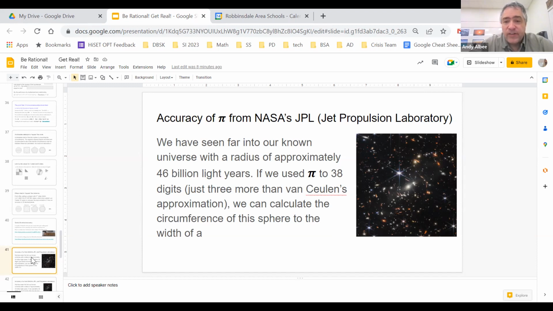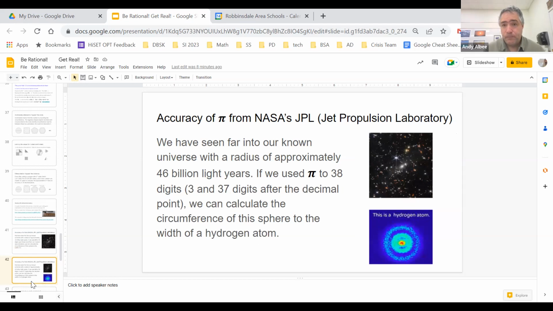But if we think about our known universe, this is a picture from the James Webb Telescope looking at galaxies far, far away. We've estimated the size of the known universe. That doesn't necessarily mean that it's not bigger than this. This is all we know, about 46 billion light years. If we take a diameter of 46 billion light years and calculate the circumference of that known universe using pi with 38 digits, that's only 3 more than Van Ceulen's approximation, right? We can calculate the circumference of the entire known universe to an accuracy the size of a hydrogen atom. We can know how big the entire universe is and only have an error the size of a hydrogen atom.